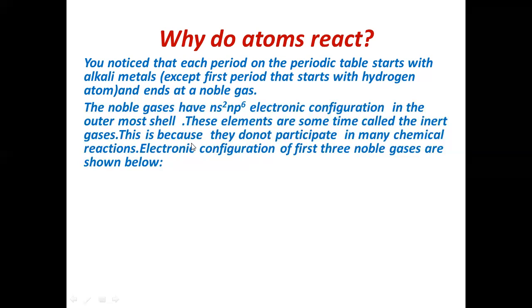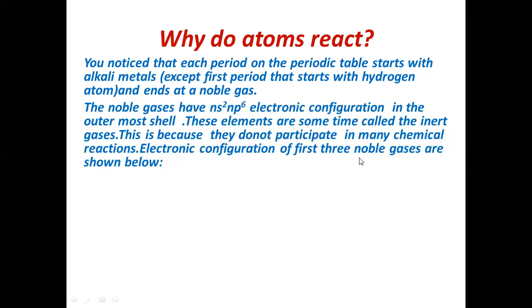They are already stable. The other atoms react together because they are unstable, or their outermost shell is incomplete. So in order to complete their outermost shell and to get stability, they participate in chemical reactions.